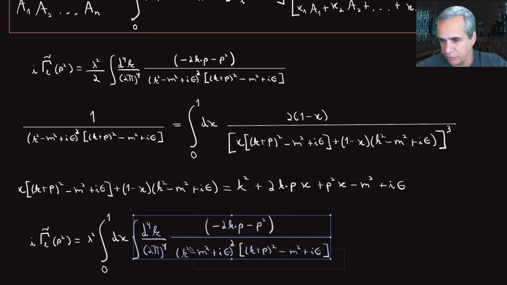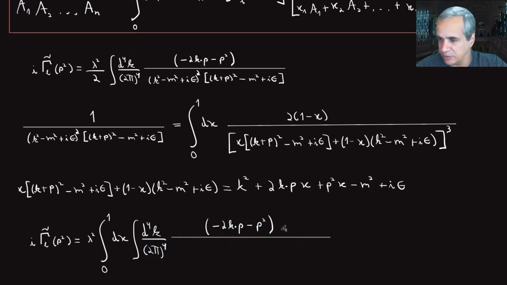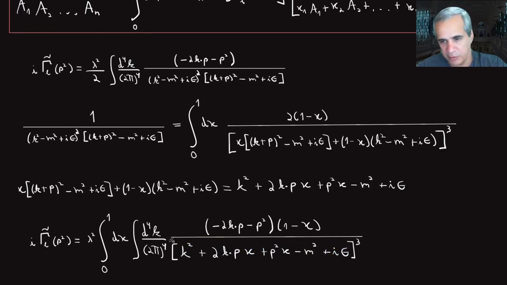The denominator here changed, right? So I have this times this one. There's a 1 minus x here. And the denominator is this cubed, but I will use this expression right here. So it is this thing to the cube, right? So this is what our expression looks like now.